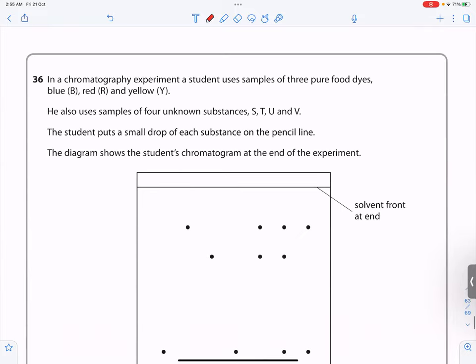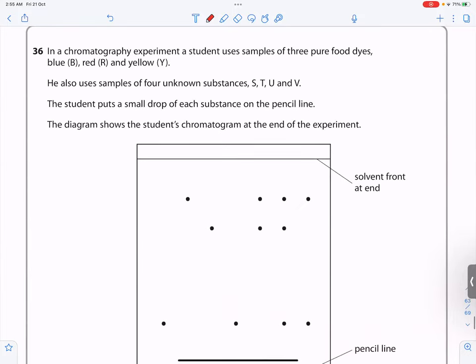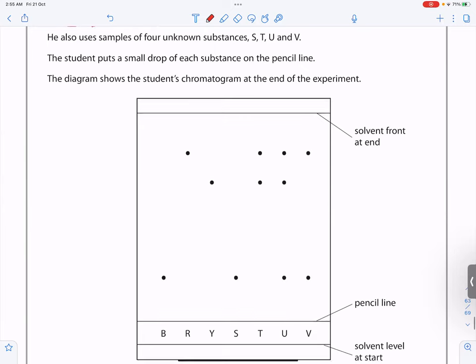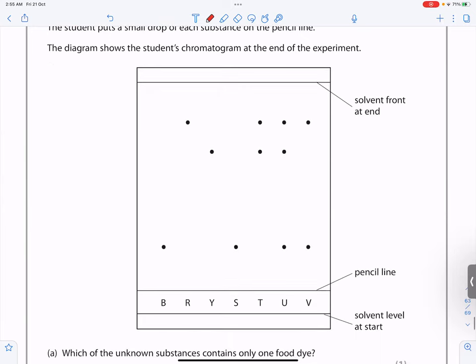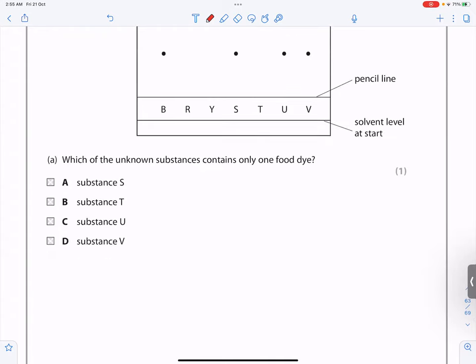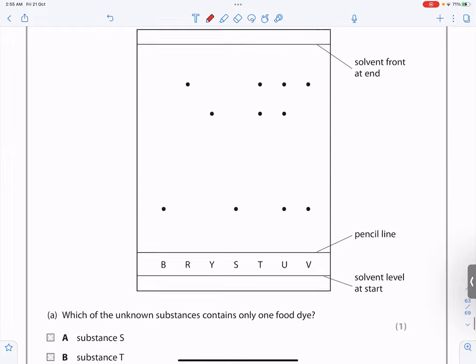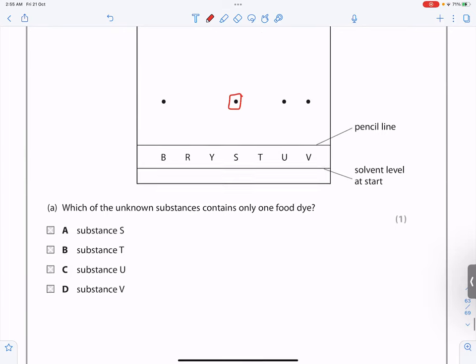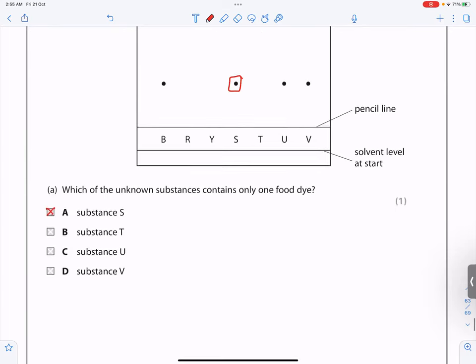Question 36. In a chromatography experiment, a student used samples of three pure food dyes: blue, red, and yellow. He also used samples of four unknown substances, S, T, U, and V. The student puts a small drop of each substance on the pencil line. The diagram shows the student's chromatogram at the end of the experiment. Which of the unknown substances contain only one food dye? Clearly S has one food dye. So here it will be substance S.